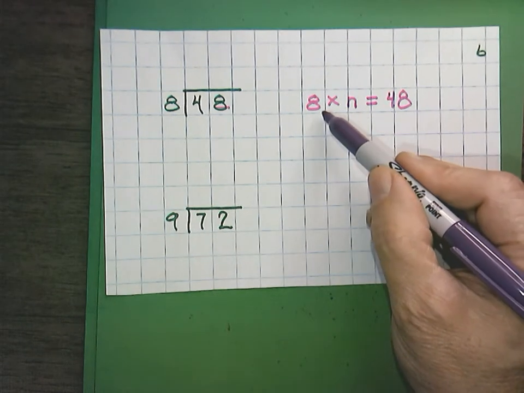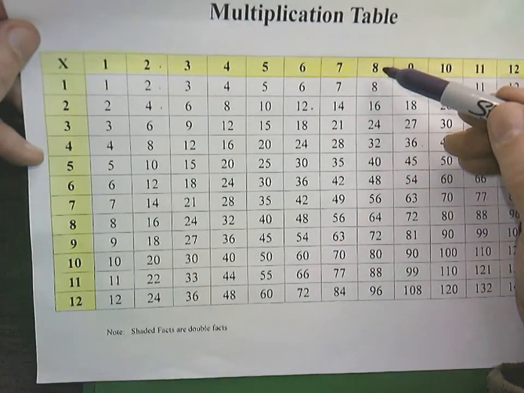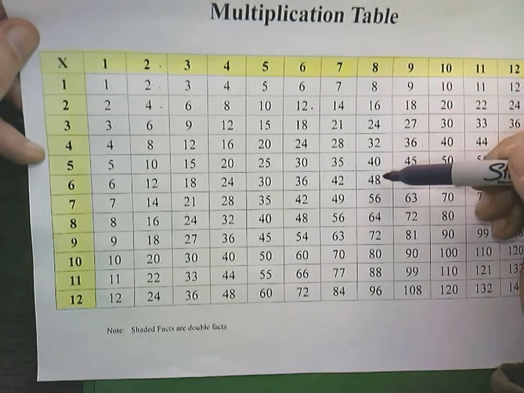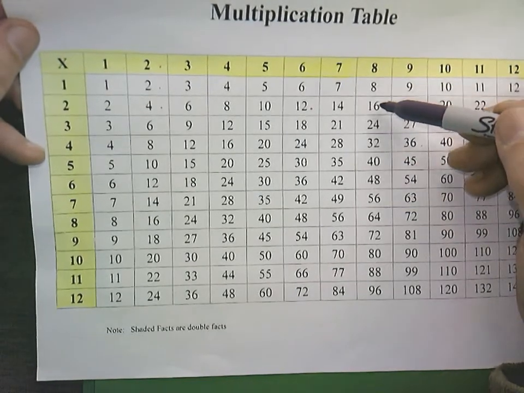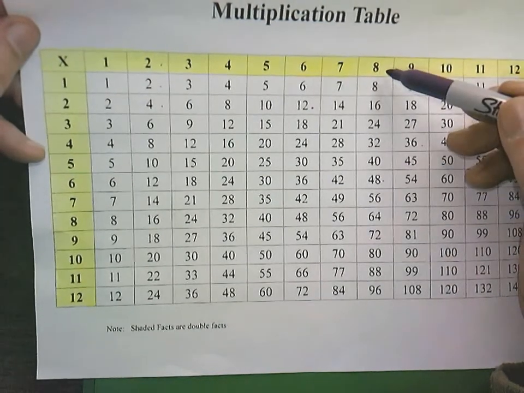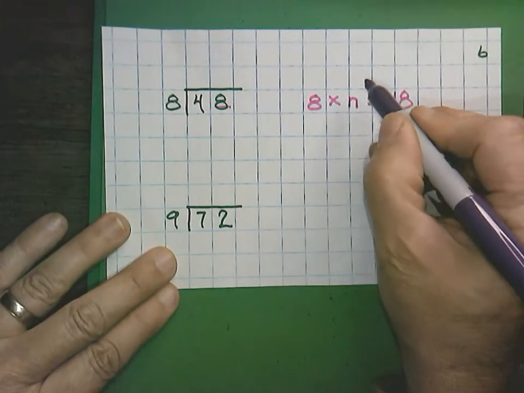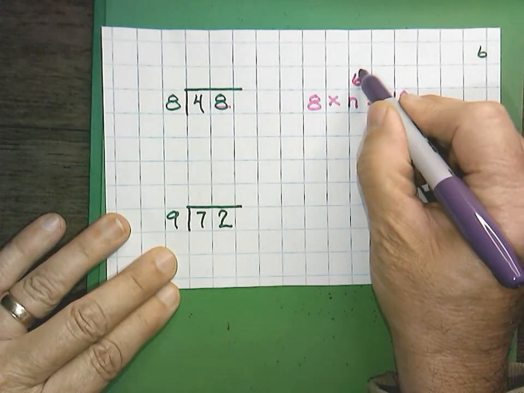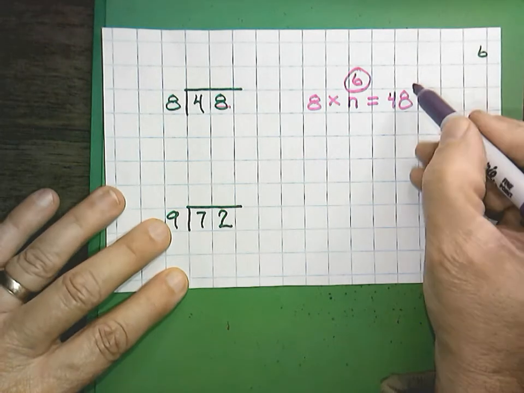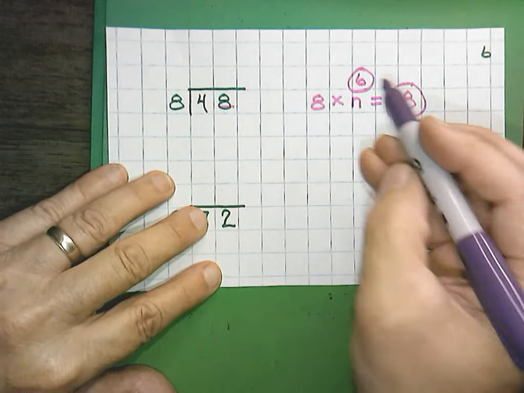on the chart. So I'm going to go to the 8, which is right here, and I'm going to count down to the 48. 1, 2, 3, 4, 5, 6. In other words, 6 times 8 is equal to 48. So n is 6. Again, please get in the habit of circling that. It'll really help you later when the problems are a little bit more difficult.